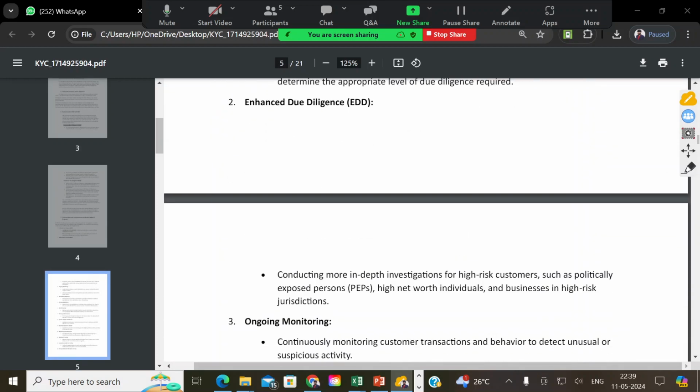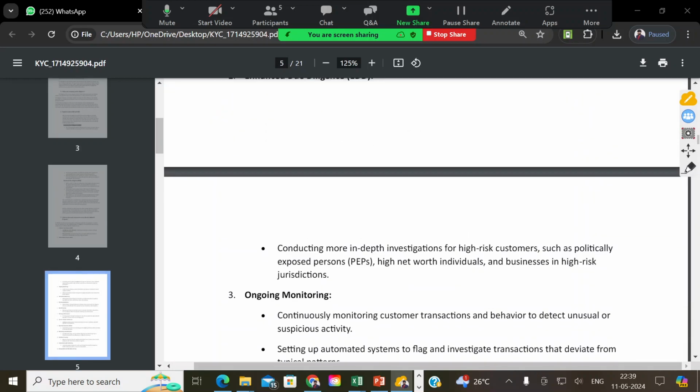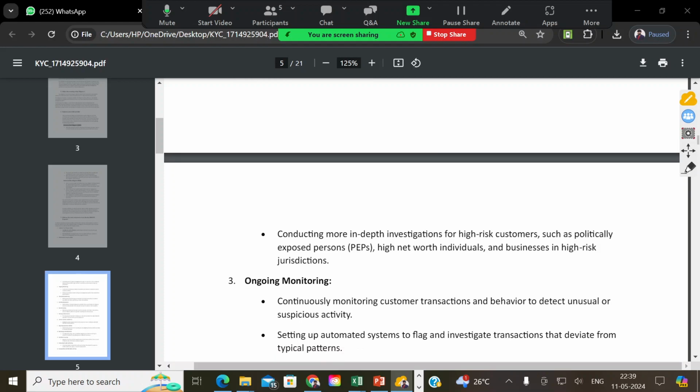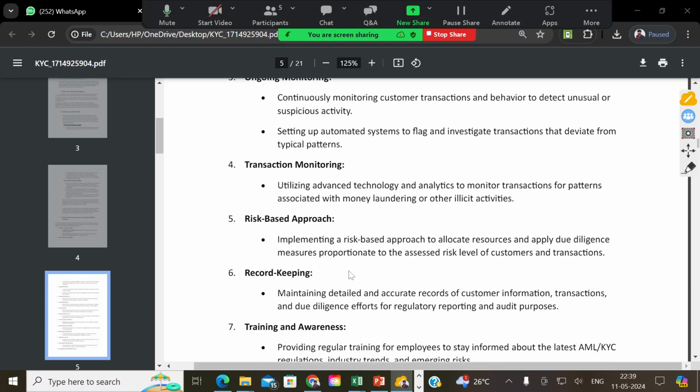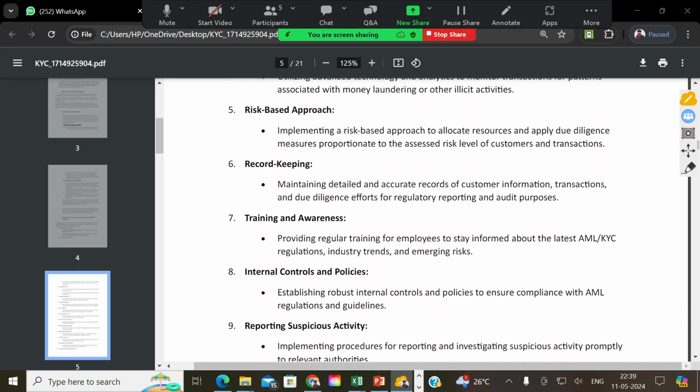Enhanced due diligence is an approach so that you can conduct a thorough review for PEPs and even ongoing monitoring, transaction monitoring for a risk-based approach. Record keeping also, that you can maintain for customers, training and awareness of your employees, which is also important. Internal control and policies, right? So that you can check internal policies and accordingly you can also perform checks.